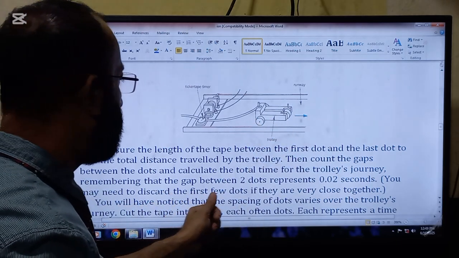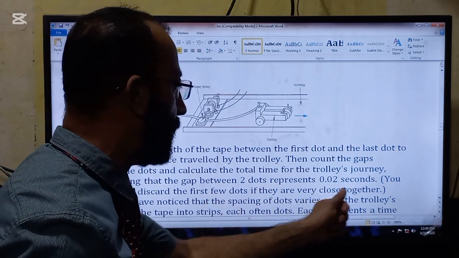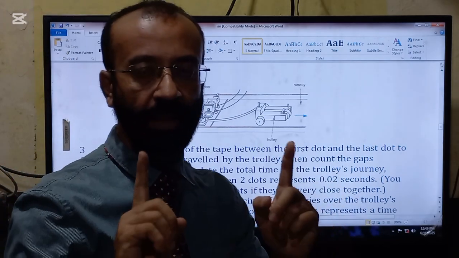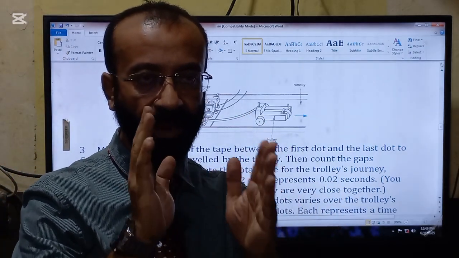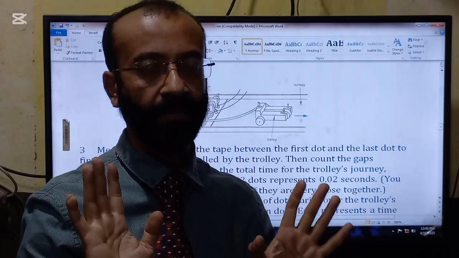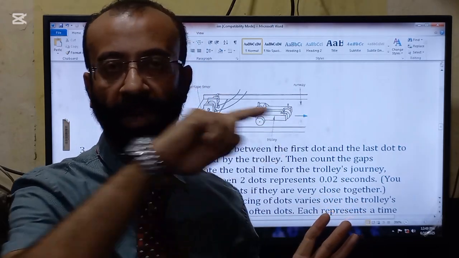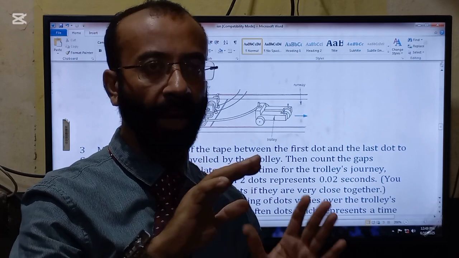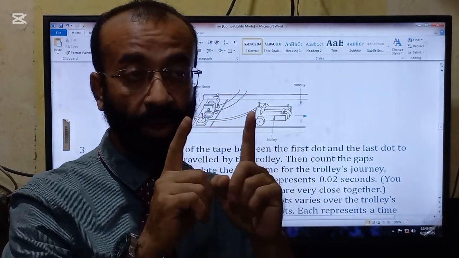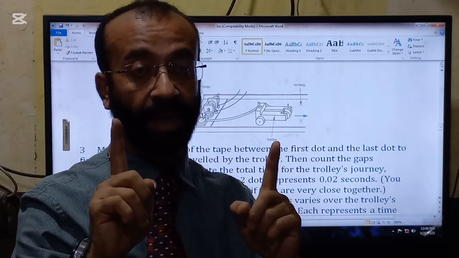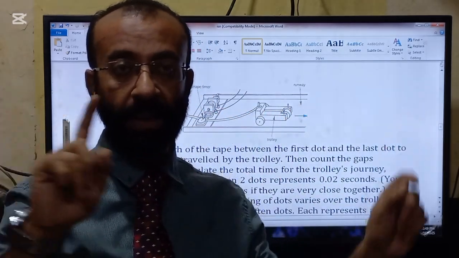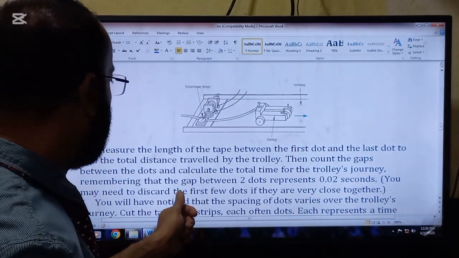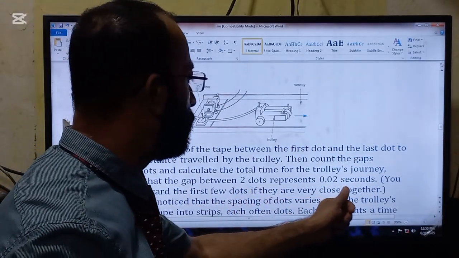Remembering that the gap between two dots represents 0.02 seconds. So this is the fixed thing which you have to remember. The time taken between two dots is 0.02 seconds. So this is the fixed thing. For every two dots, the time is 1/50th second. For 50 dots, time is 1 second. So this is the fixed thing which you have to remember. So look now, the gap between two dots represents 0.02 seconds.